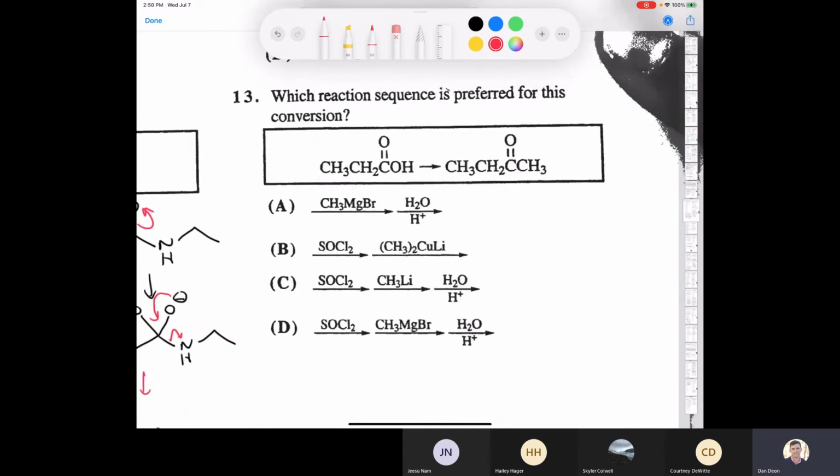Question 13. We want to take a carboxylic acid and convert it into a methyl ketone. How in the heck do you do that? I'll give you guys a second to look at this one and see if you can come up with an answer.